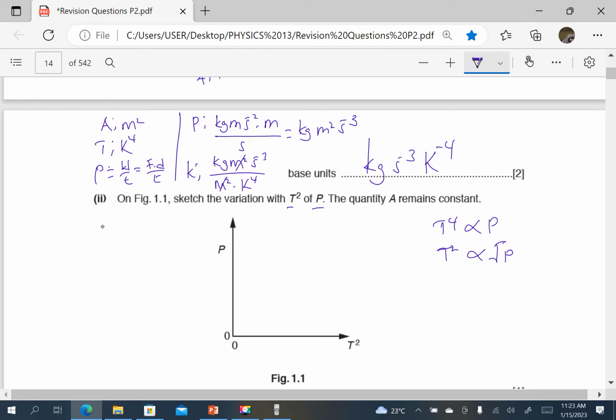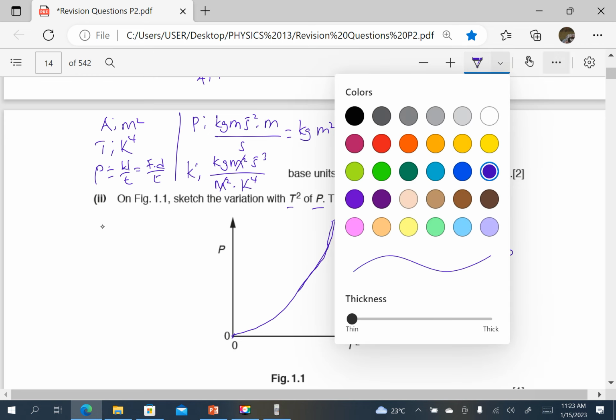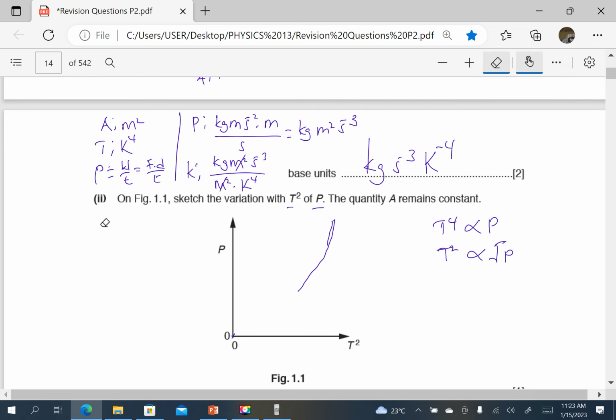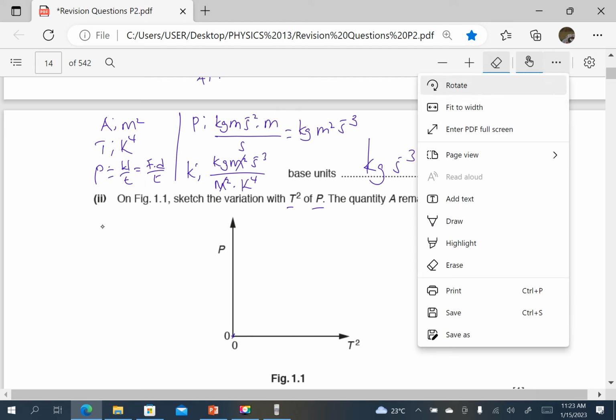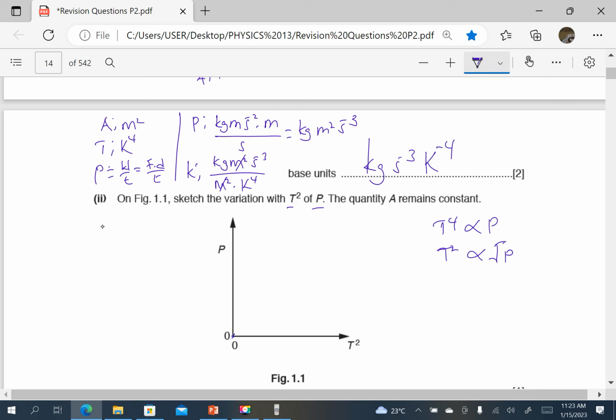That means the gradient of this graph must be increasing. Of course, when t is 0, p is 0. Obviously, the graph starts from the origin. But as t increases, p increases more rapidly, meaning that the graph becomes steeper. So the curve will be going upwards like that. Let me draw a better curve. Like that. p increases more rapidly than t.